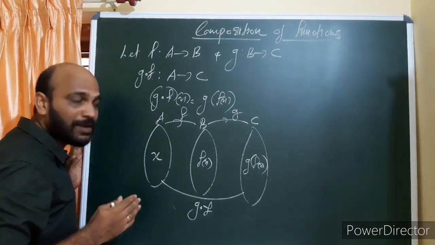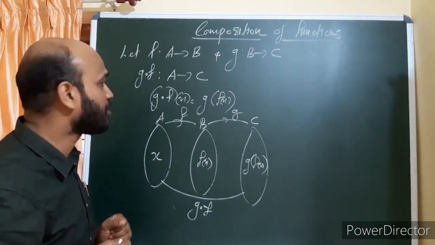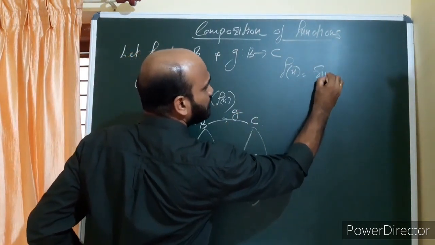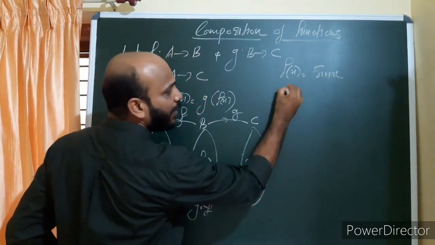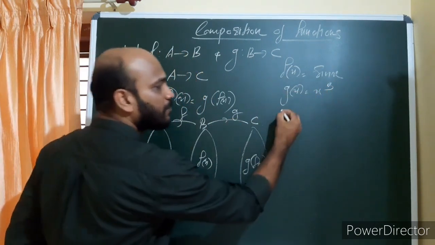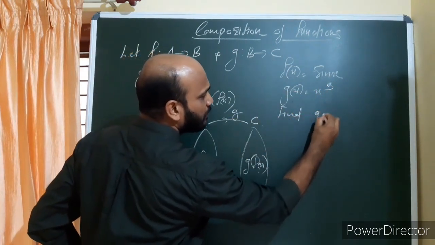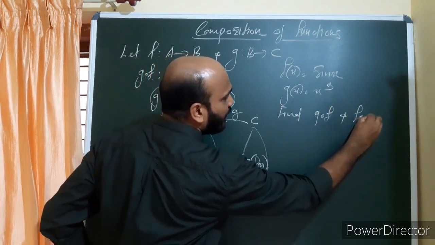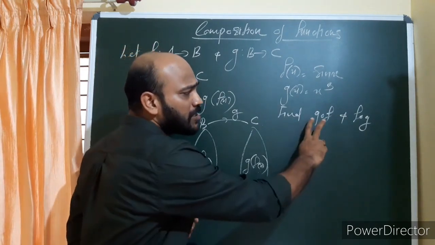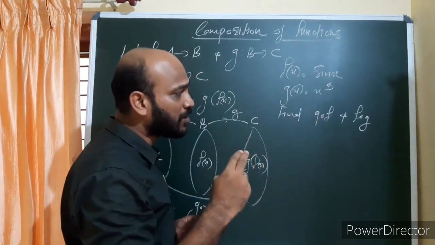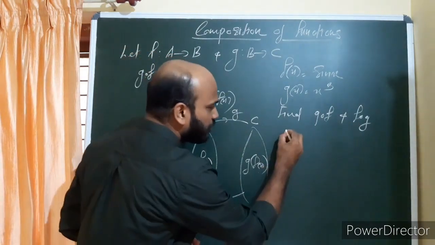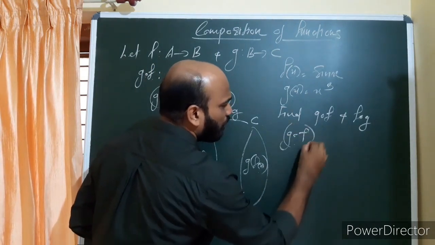Now I will explain how we can find the value of g∘f. Suppose f(x) = sin x and g(x) = x cube. Question is find g∘f and f∘g. This type of question you can expect for 1 mark. Where the question is find g∘f, it means you have to find g(f(x)). f∘g means you have to find f(g(x)). So first we'll find g(f(x)).